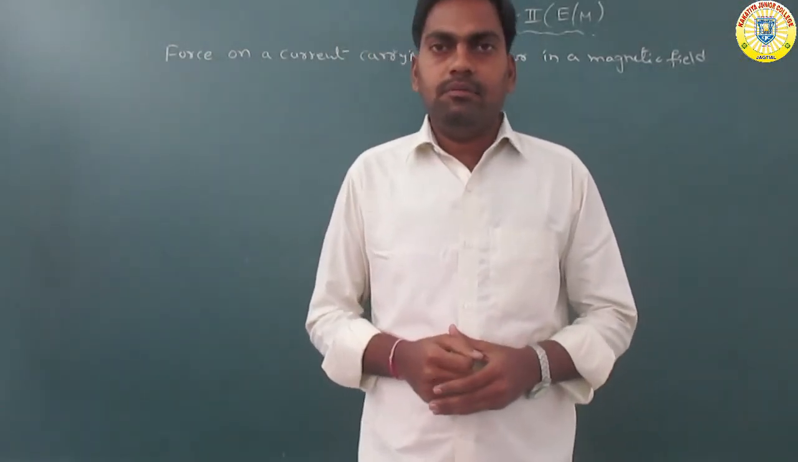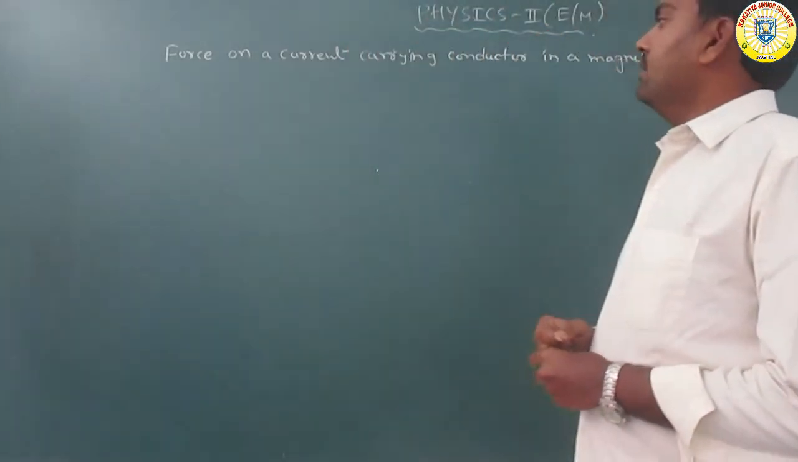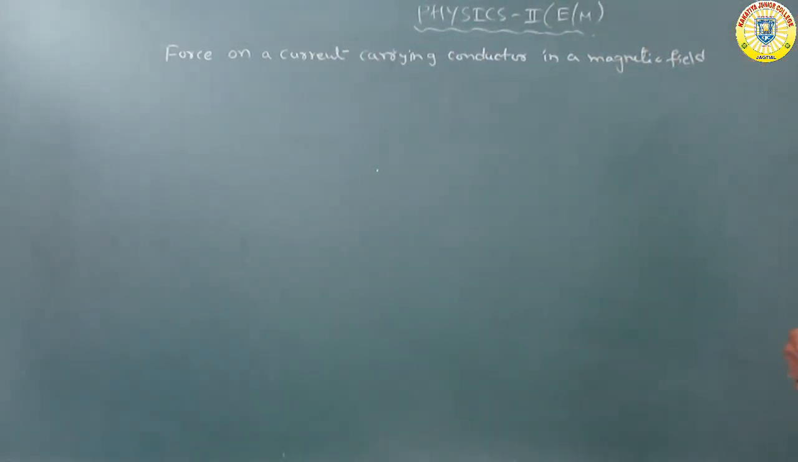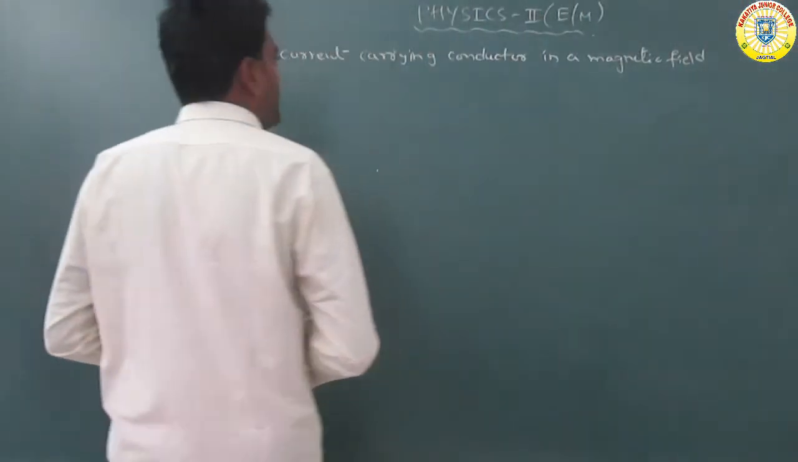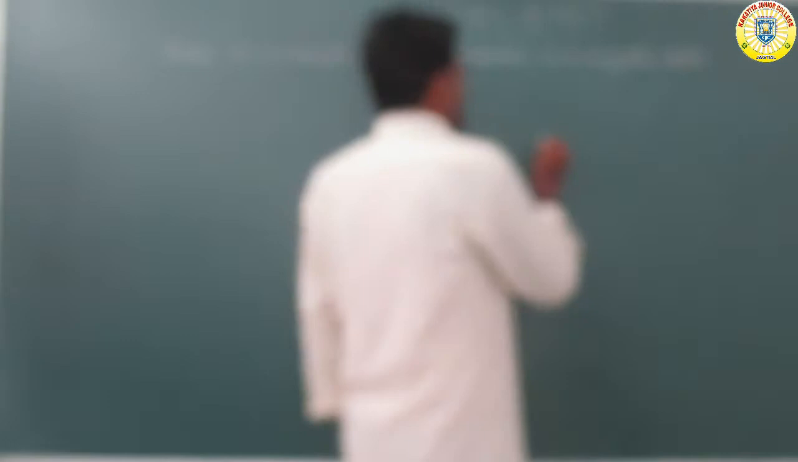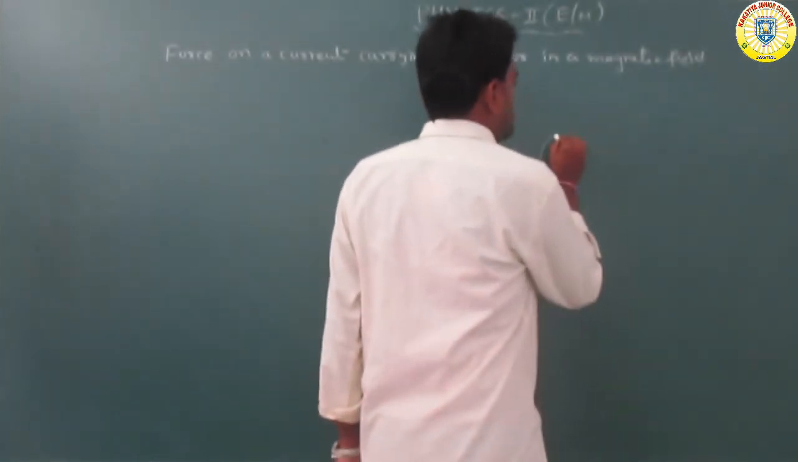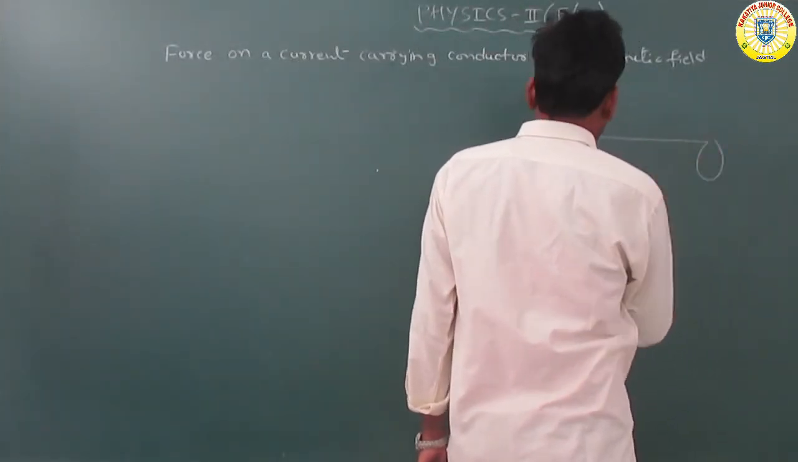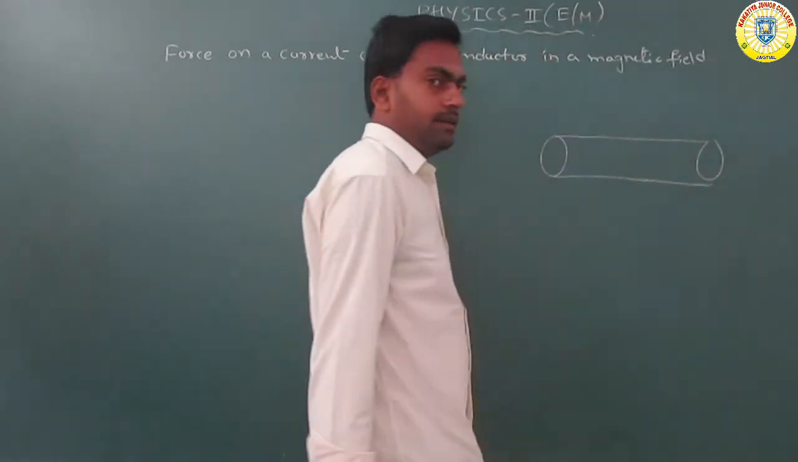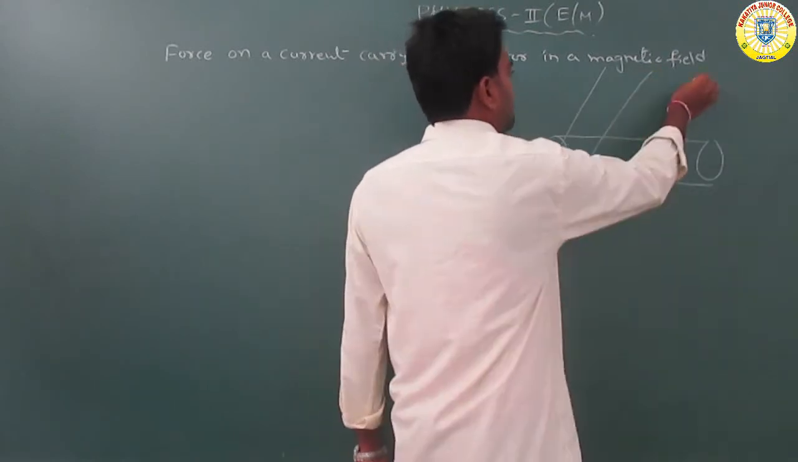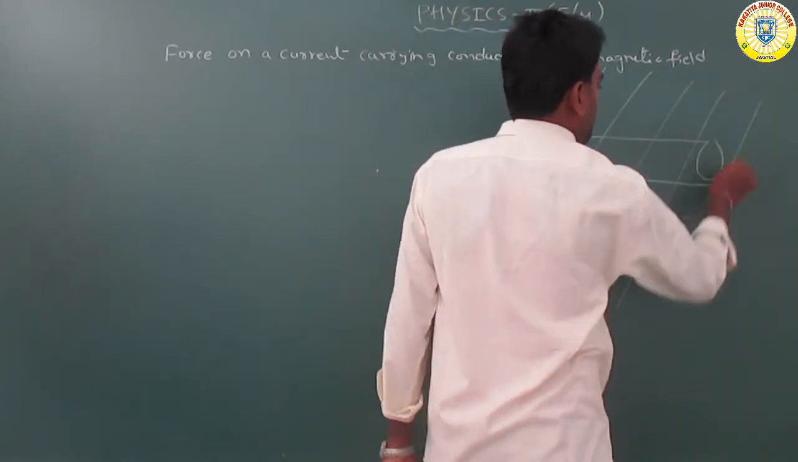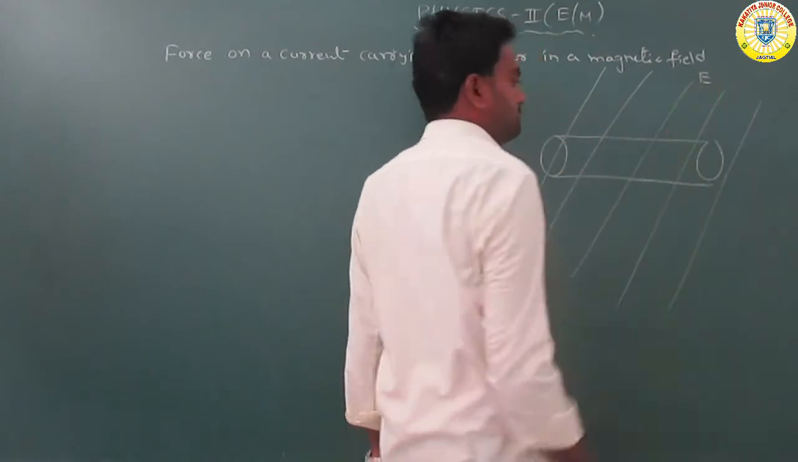Today we discuss the topic force on a current carrying conductor in a magnetic field. So now we are considering the current carrying conductor. A current carrying conductor is placed in the uniform magnetic field. So this is called a uniform magnetic field.